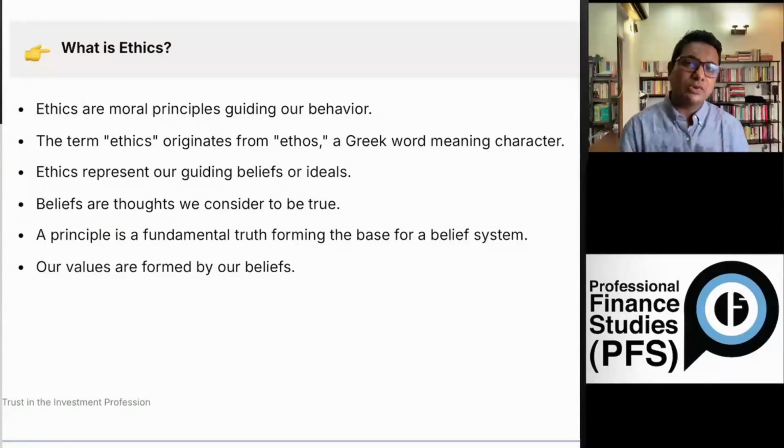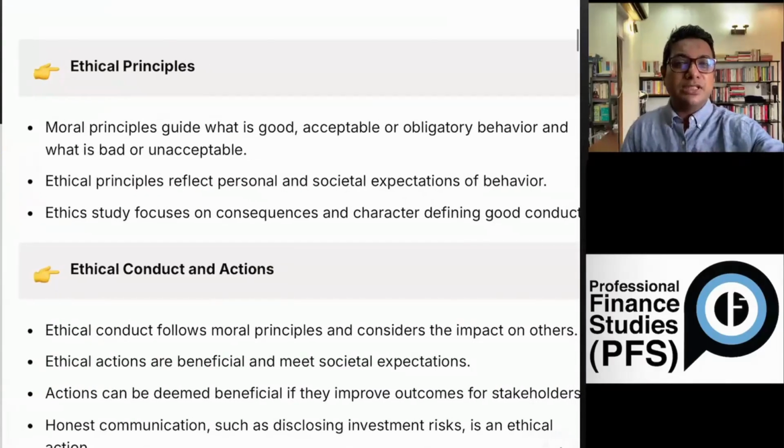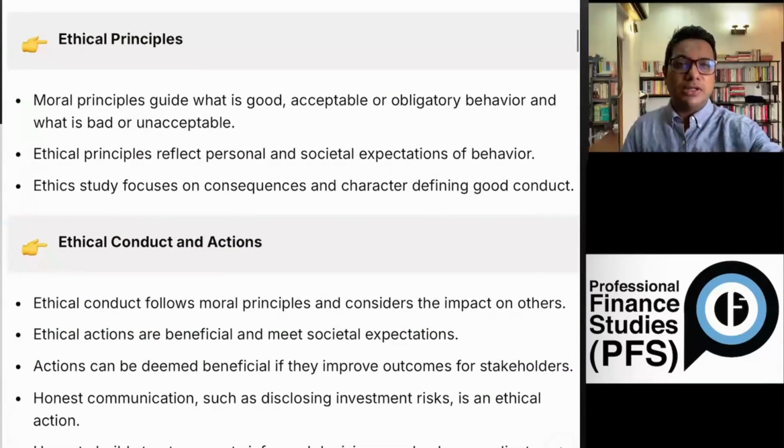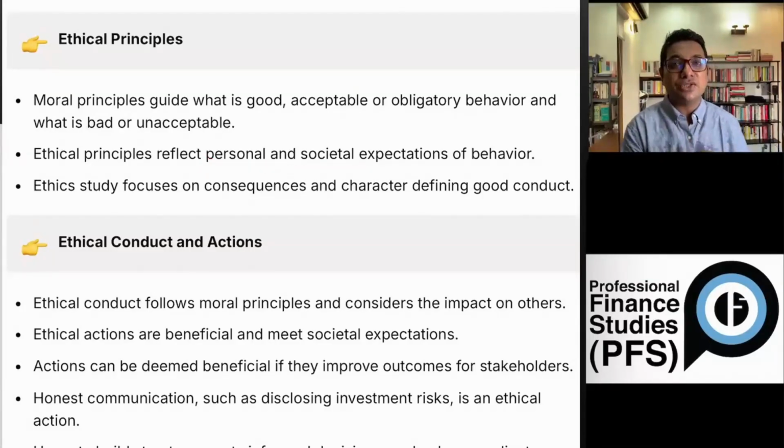So the next question: what is a principle? A principle is a fundamental truth that forms the base for a belief system, and our values are formed by our beliefs. So what are ethical principles? Ethical principles are moral principles that guide what is good, what is acceptable, and what is obligatory behavior, as well as what is bad or unacceptable behavior. Ethical principles reflect both personal and societal expectations of behavior.